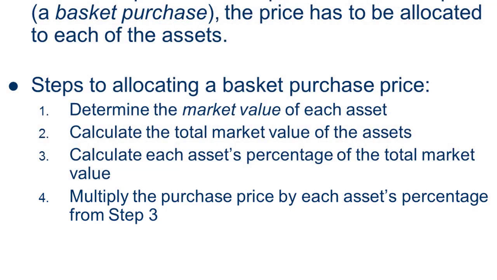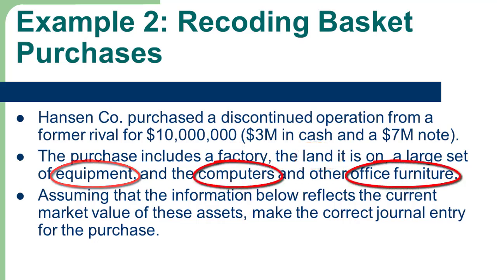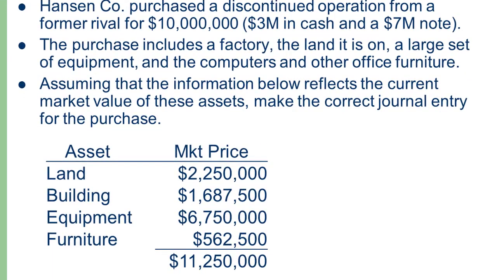Let's take a look at an example of this. This is Hansen Company. They purchased a discontinued operation from a rival for $10 million, $3 million in cash, and then a $7 million note. The purchase includes the factory, the land that factory is on, a large set of equipment, and then some computers and other office assets or office furniture. If the information in this table are the market prices, by talking to experts in the field or going out and seeing what all these assets were worth, what we want to do is make the journal entry for this basket purchase.